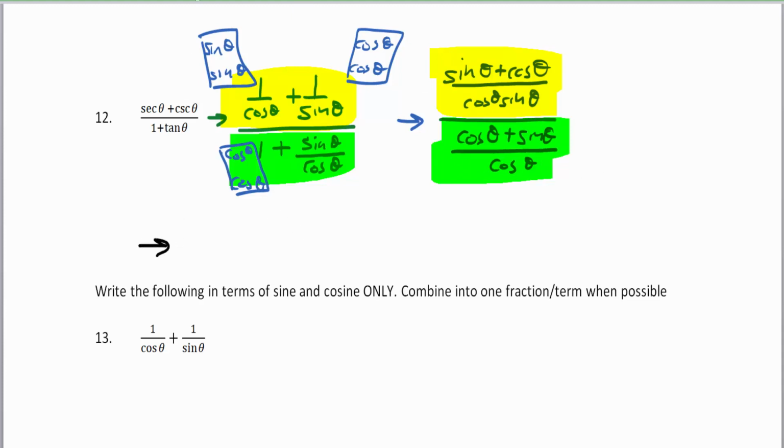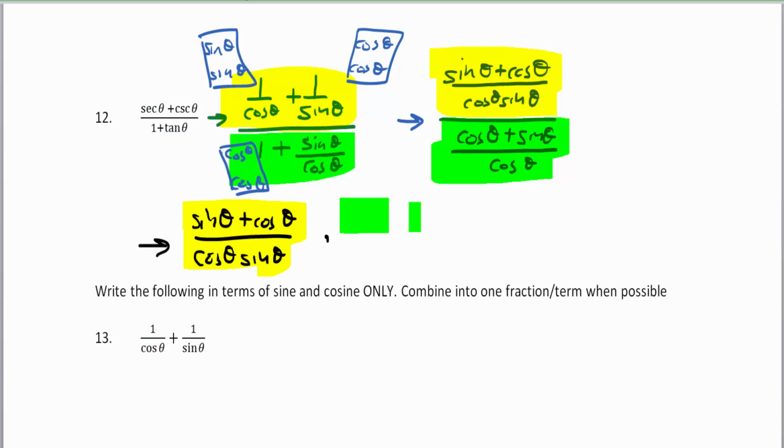So that means my numerator here in yellow is going to be written as sine theta plus cosine theta divided by cosine theta times sine theta. We're going to multiply that by, what's this in green here? And that is going to be now flipped, because we skip, flip, and multiply what's in green. Cosine theta divided by cosine theta plus sine theta.